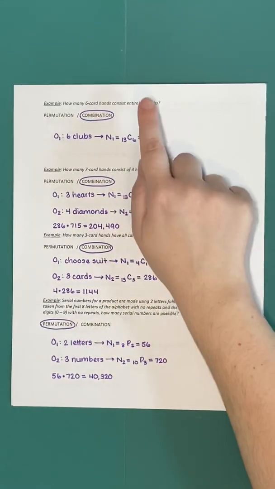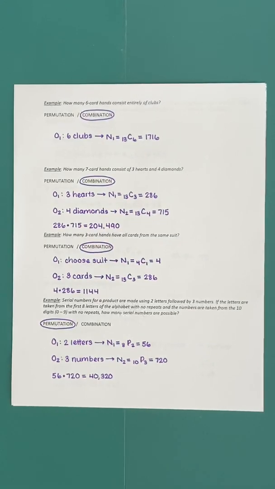It's the fact that we're restricting the deck in this particular way so that we're only choosing from the set of clubs. Okay, let's look at another one. How many 7 card hands consist of 3 hearts and 4 diamonds?